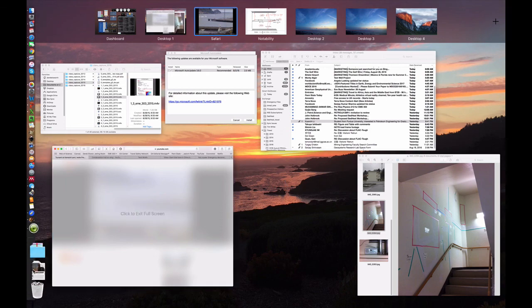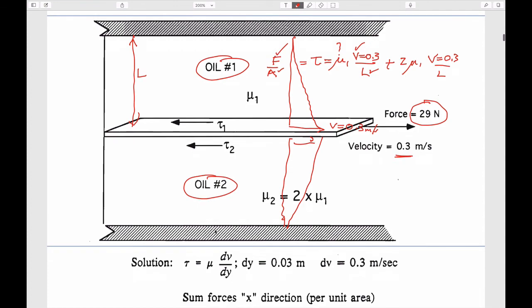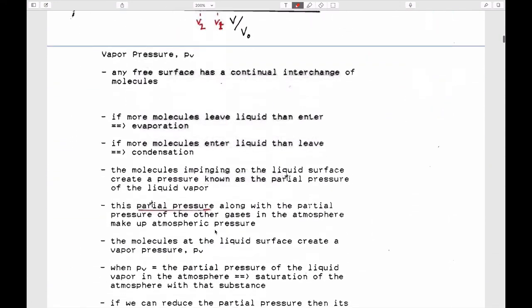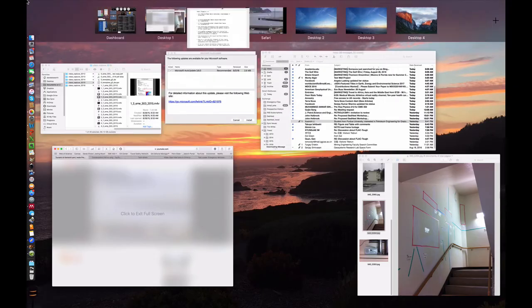Back to more fluids. Okay. All right, so viscosity. So the working is there, so you can check that yourself if you so wish. Vapor pressure.